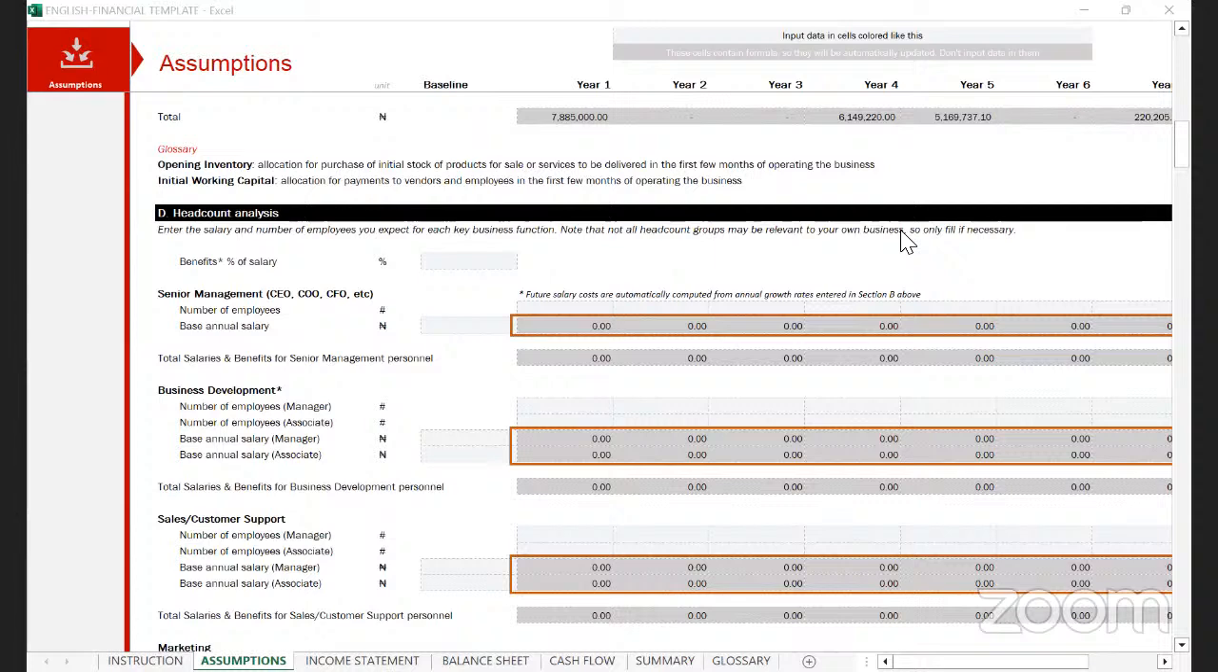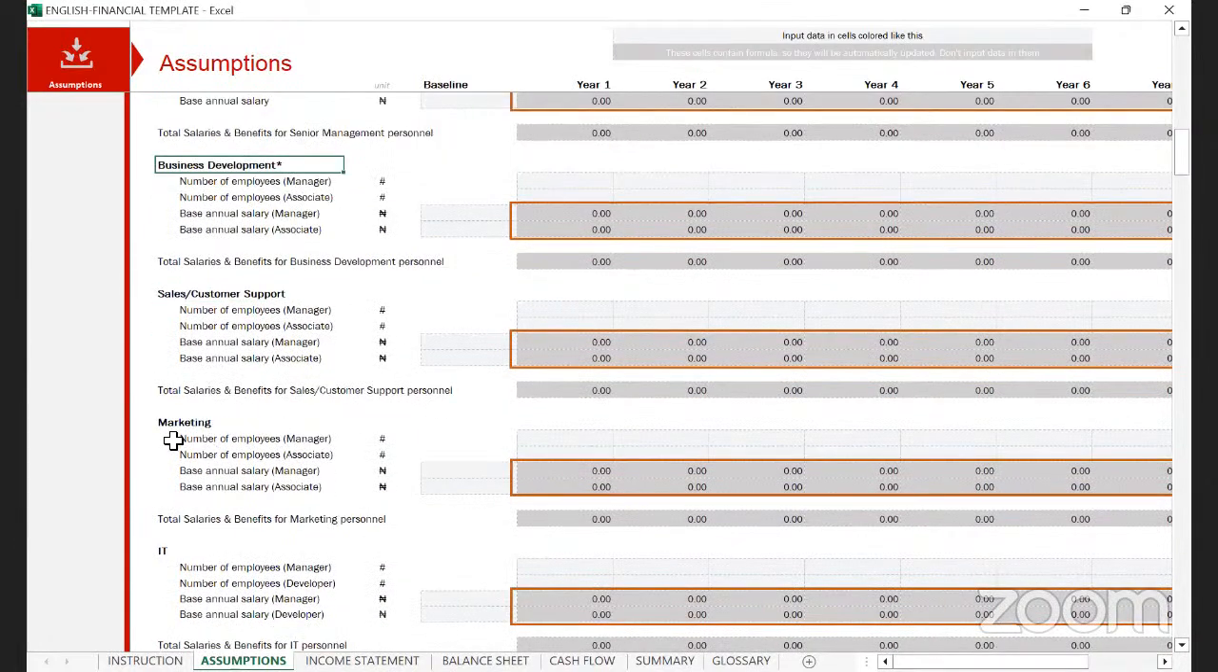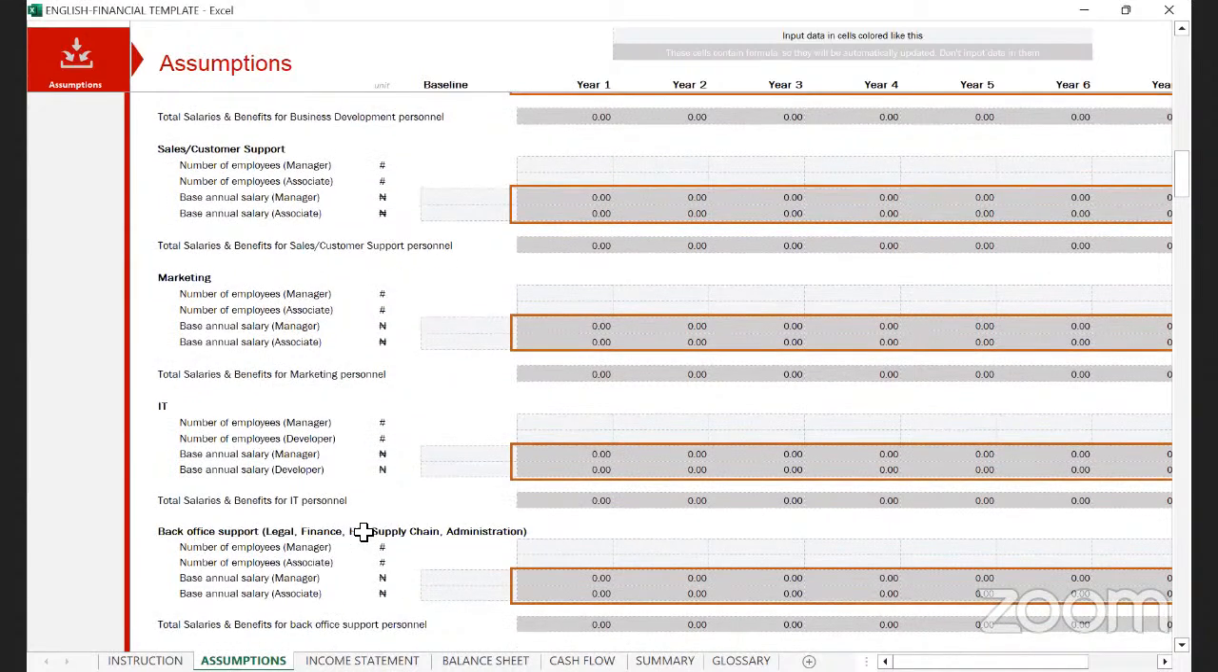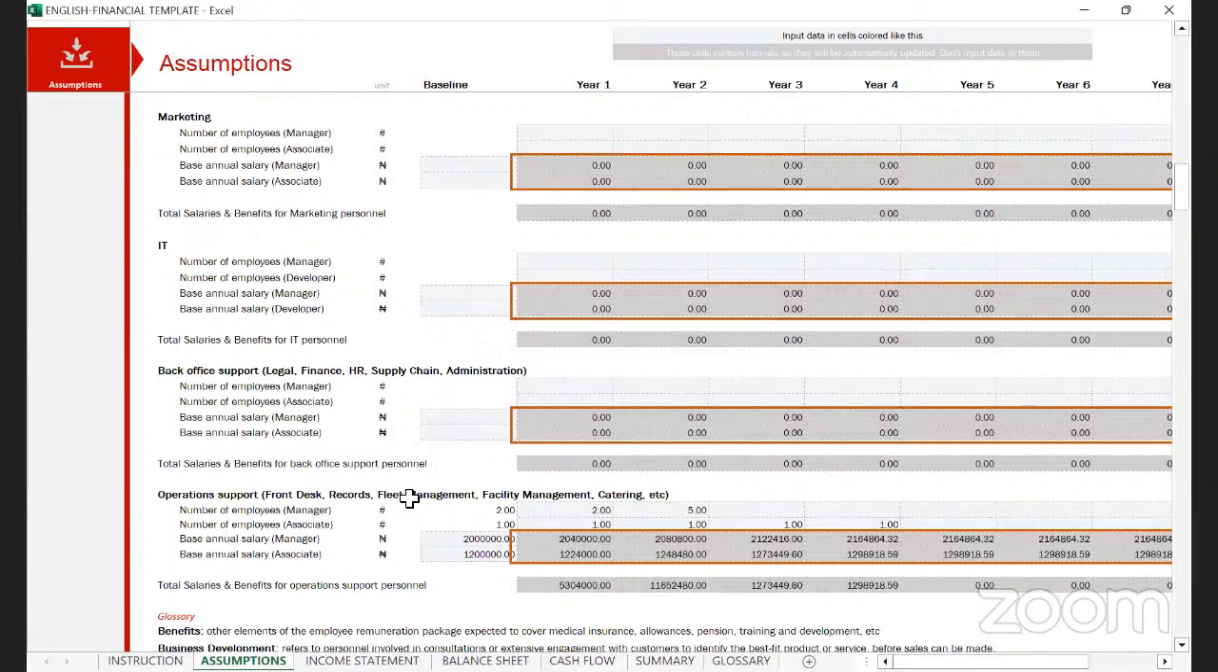So in this section, I have the opportunity to project the number of employees you need to hire based on the different departments or functions or units in your business. In this template, you can project the number of senior management, CFO, number of business development or sales staff, number of customer sales or customer support, number of marketing staff, number of IT or tech support, back office staff, and operation staff, front desk, records, fleet management, and the like.